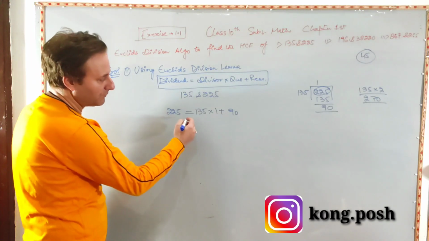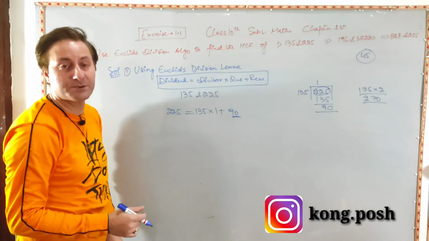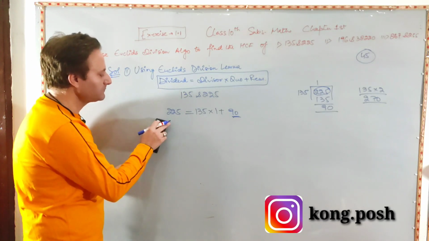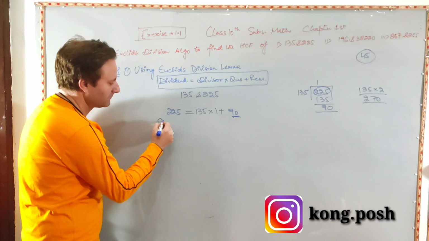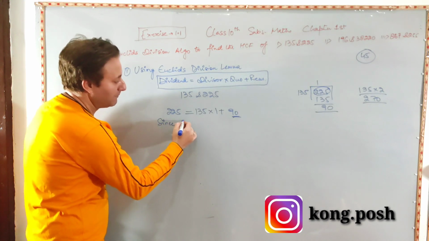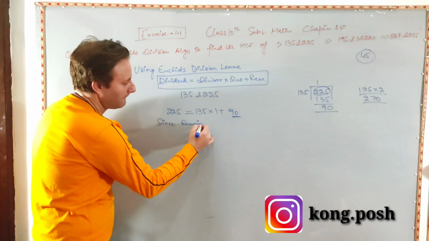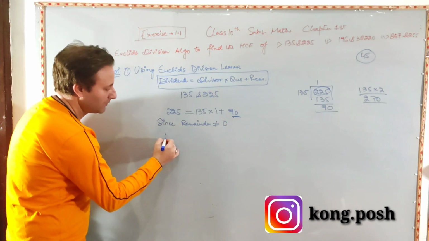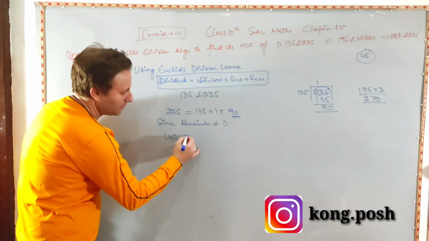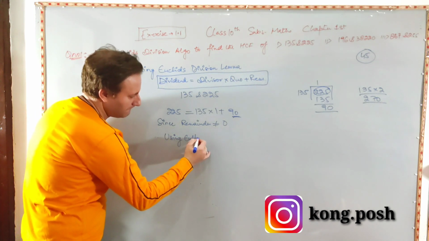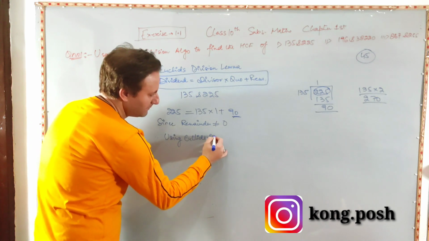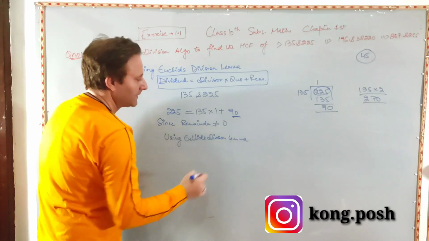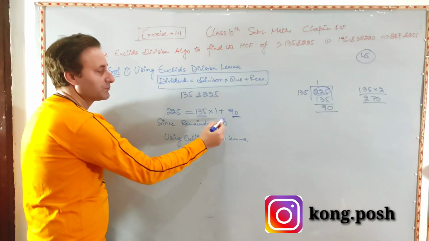We'll just do it right now. Here we don't have a 0, so we need to go to the next step. So I'll write here, since remainder is not equal to 0, therefore using Euclid's division lemma, now I need to pick up these two things.